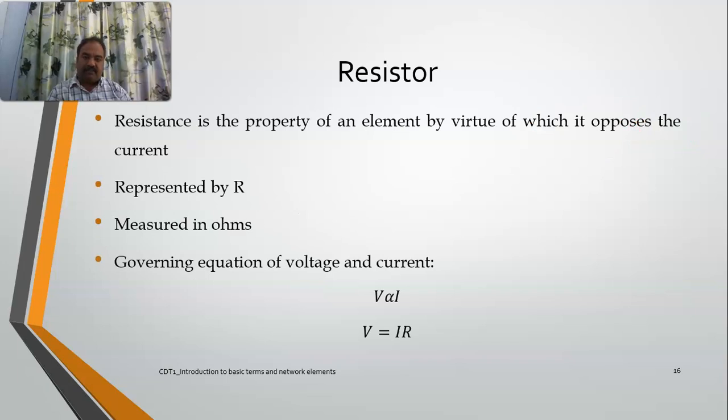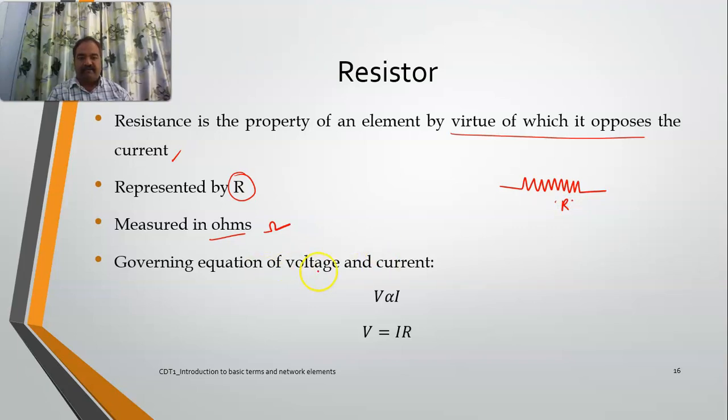The first among these is the resistor. Resistance is a property of an element by virtue of which it opposes the current. No matter whatever the element is, resistance means it opposes the flow of current. A material having this much resistance is capable of opposing the flow of current. Normally it is represented by R and measured in ohms. This is the symbol of ohms. And this is the representation of a resistor.